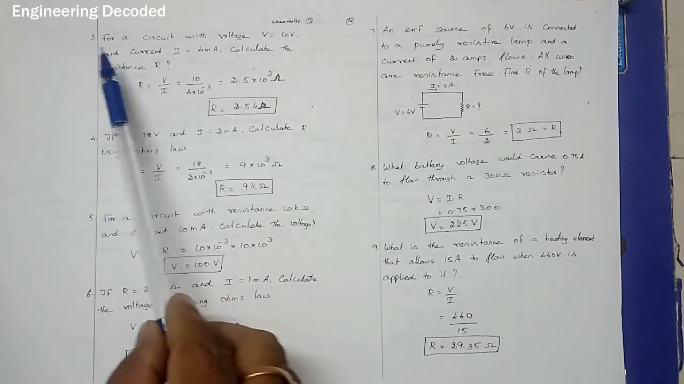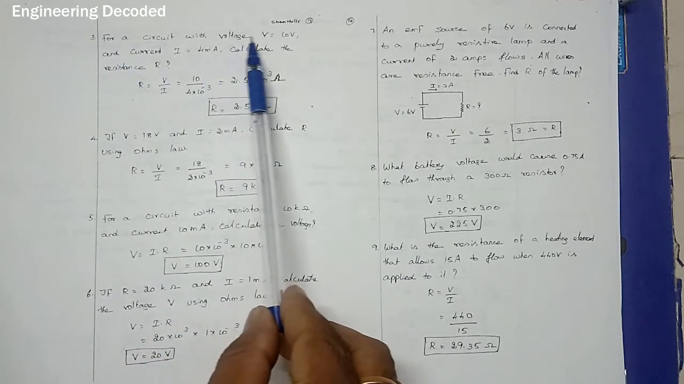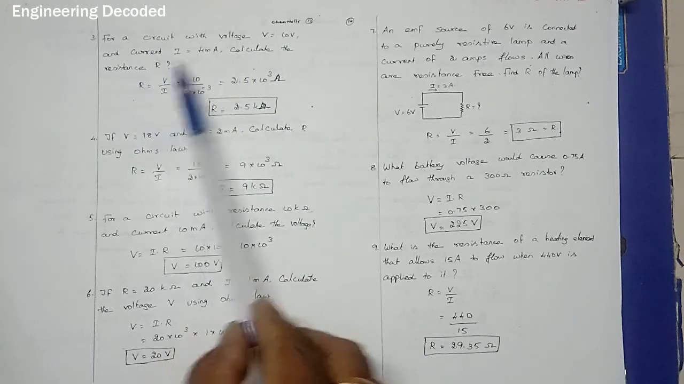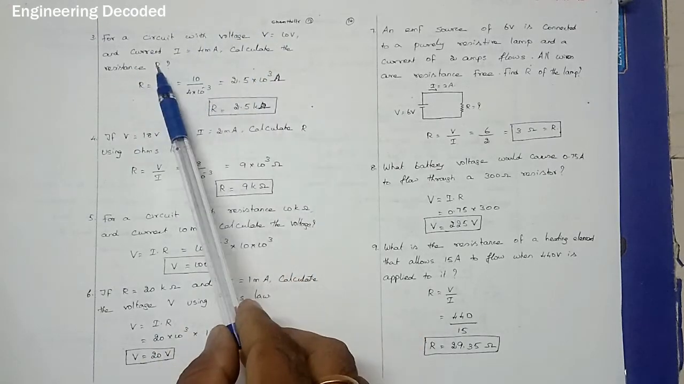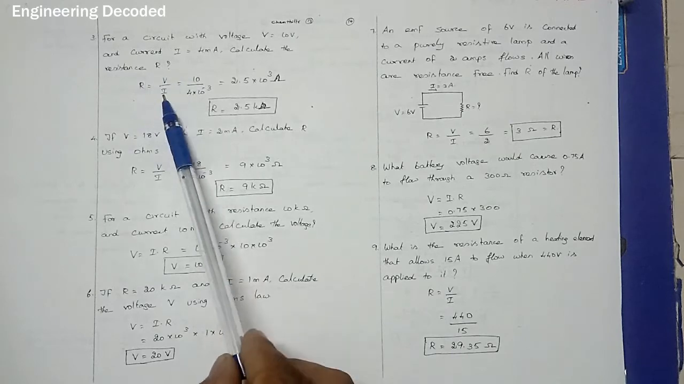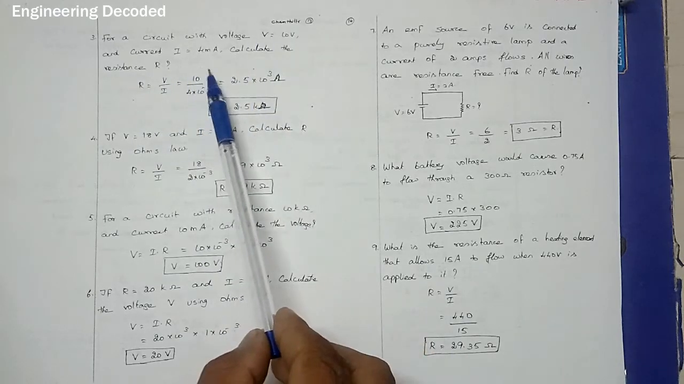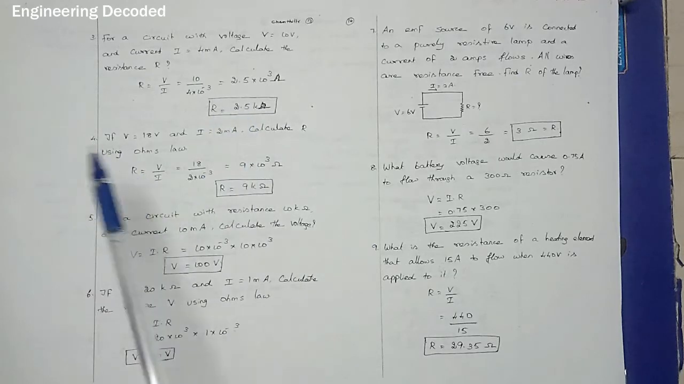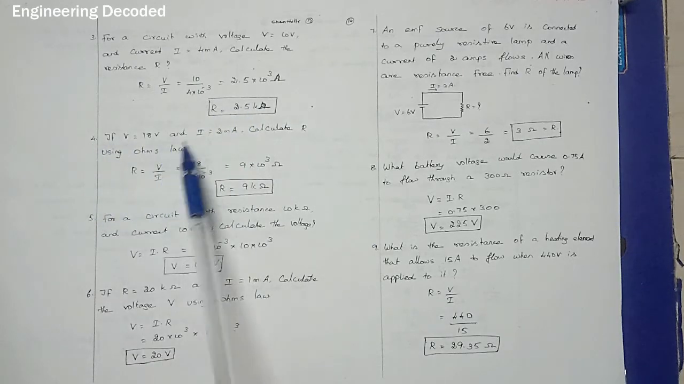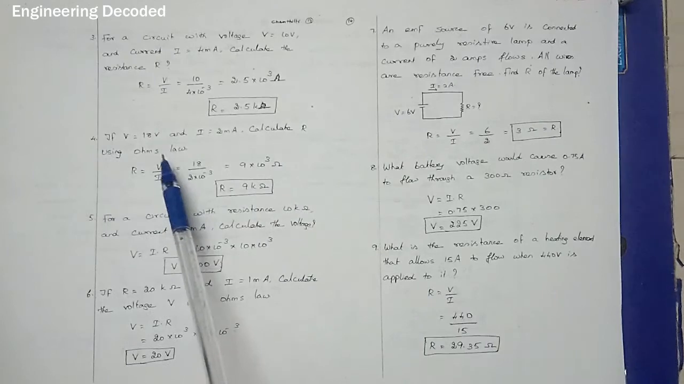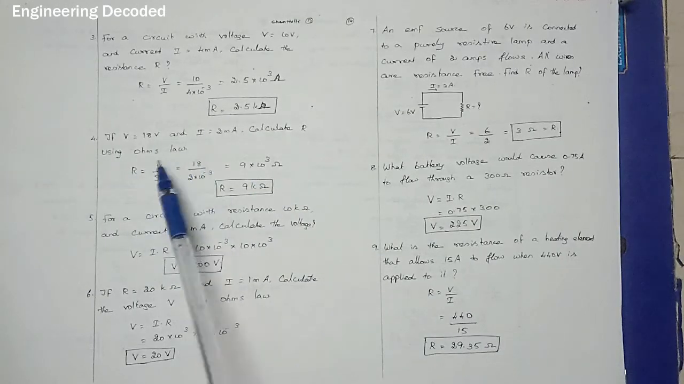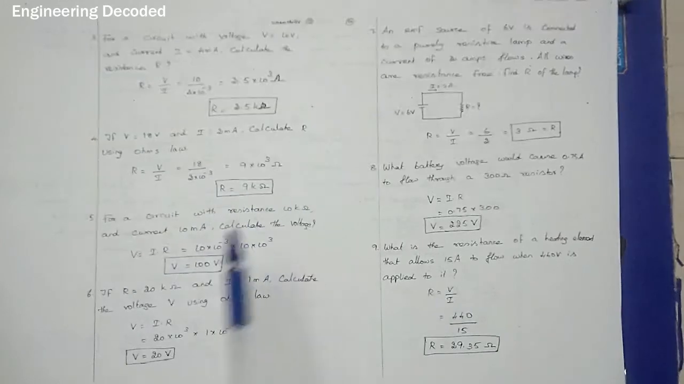Now you can see this problem. For a circuit with voltage V equal to 10 volt and current I equal to 4 milliamps, calculate the resistance R. So voltage is given, current is given, resistance is the unknown. So R equal to V by I. You can substitute the values of V and I and find out R. Similarly, if V equal to 18 volt and I equal to 2 milliamps, calculate R using Ohm's law. So V is given, I is given, R is the unknown. So R equal to V by I. You can substitute the values and find out R.